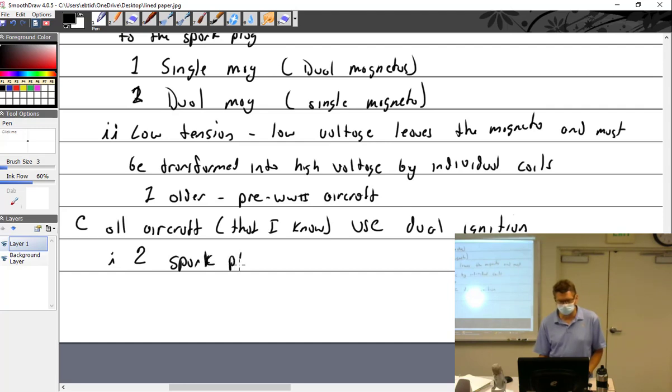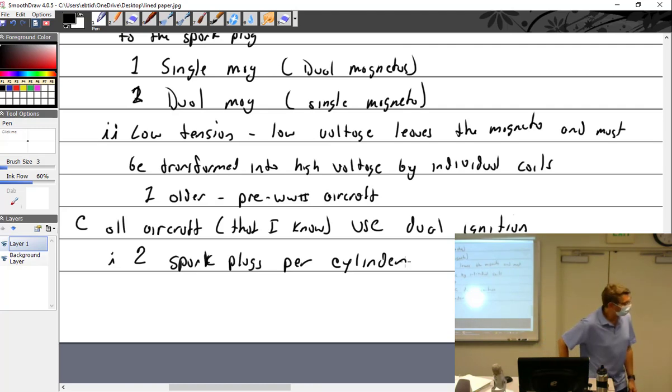Two spark plugs per cylinder, which means that my aircraft has 12 spark plugs. The 310 has 24 spark plugs. Spark plugs are how much a piece? Six bucks. 25. You're getting closer. $150. You're actually not far off.